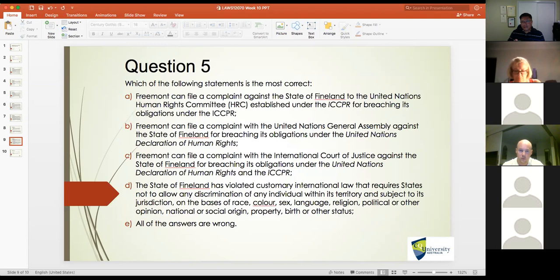Let's be clear. Under the International Covenant on Civil and Political Rights, individuals cannot file a complaint with the United Nations Commission on Human Rights. That should be clear. It is only when a state is also a party to the First Optional Protocol to the International Covenant on Civil and Political Rights that individuals may be able to file a complaint with the United Nations Commission on Human Rights. So let's be clear about that.